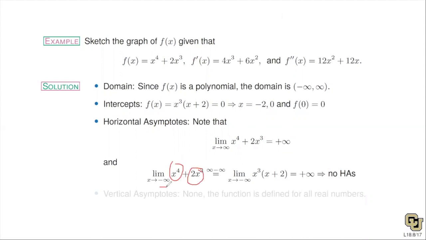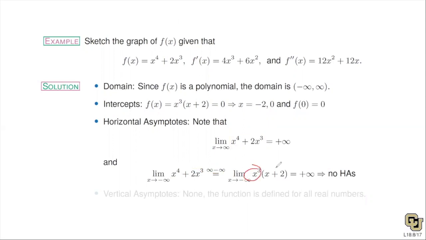2x cubed, that'll go to negative infinity. So this does give me an indeterminate form, but that's okay. We know what to do with indeterminate forms here. Factor out the common term. Our algebra vision is really important, that when we see x to the 4th plus 2x cubed, there's a common term there that we recognize.